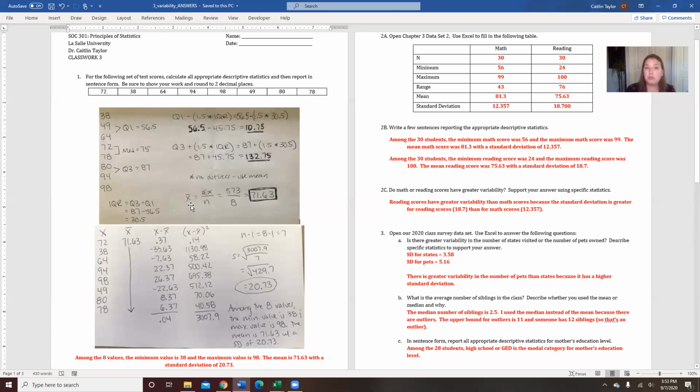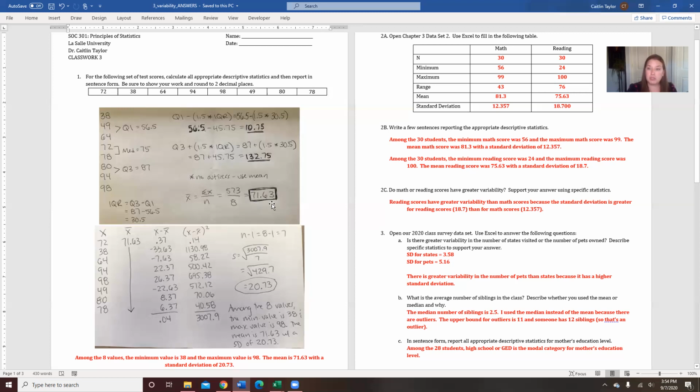So our formula for mean, recall, is x bar, remember that's our mean, is sigma, add up everything, all of the x's, all of the values, and divide by n. So we add up 38 plus 49 plus 64, et cetera, add all of these up for a total of 573, divide by the number of values there are. There's 8 values, right? 1, 2, 3, 4, 5, 6, 7, 8, and that gets us a mean of 71.63. So now we have the mean.